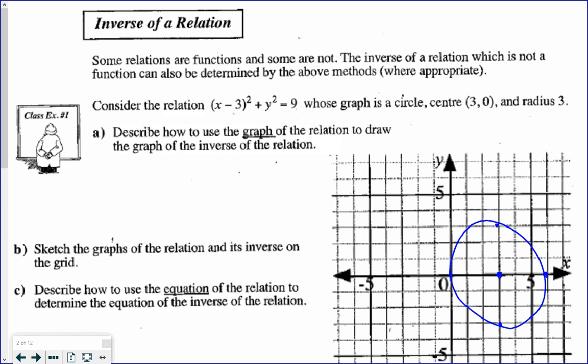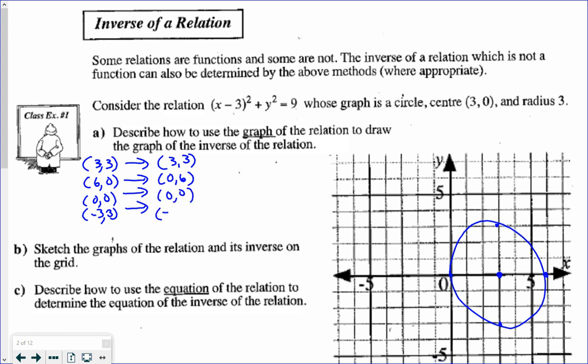So again, what we would do is we would take our points. So we would take 3, 3, 6, 0, 0, 0, and negative 3, 3, and we would switch them all around. So we'd have 3, 3, 0, 6, 0, 0, and positive 3, negative 3. Just rewrite that one.